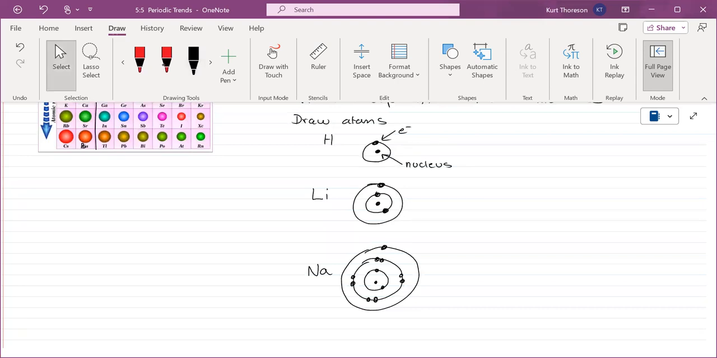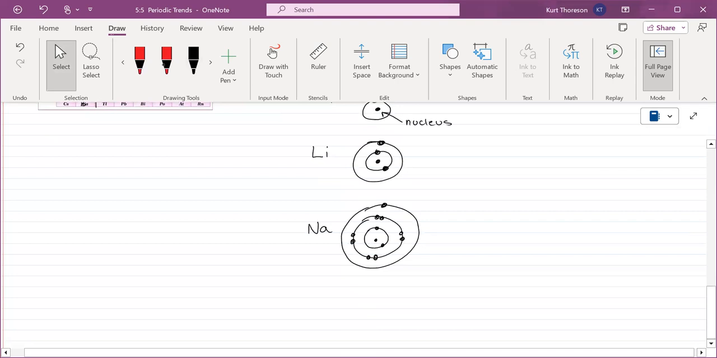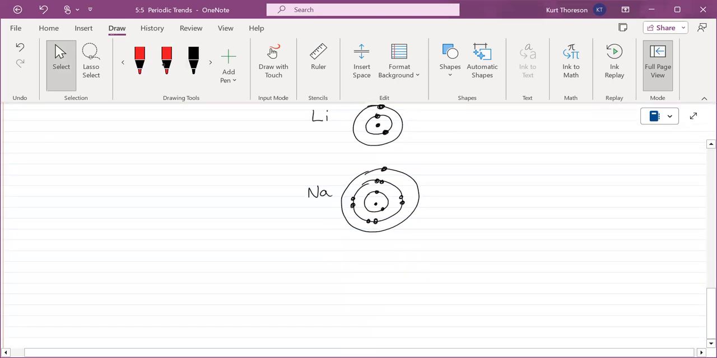Yeah, see, I think you are. What do you notice in the trend? As you go down the periodic table, down a group, what happens to the size of the atom? It gets bigger. Exactly. Let's do one more to just put an exclamation point on this.